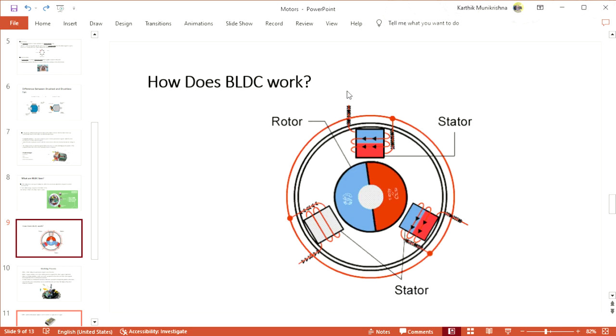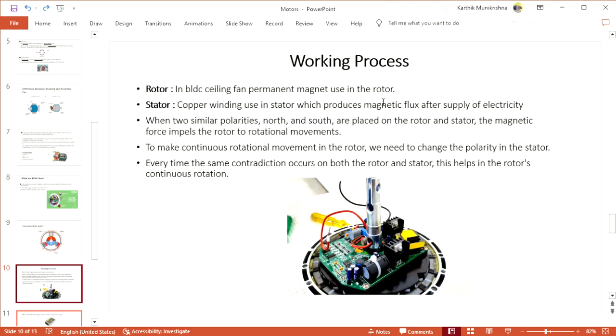As explained in the motor concept, the same concept we are using here also. There will be the rotor and stator which produce the magnetic field. When the magnetic field rotates, in the working process, when two similar north and south poles are placed on the rotor and stator, the magnetic force impels the rotor to rotational movement. It can continuously work to produce mechanical energy, and we need to convert electrical energy by changing the polarity in the stator.